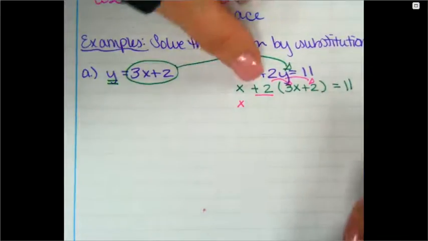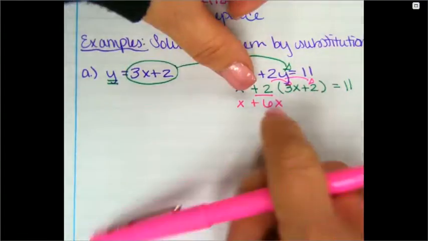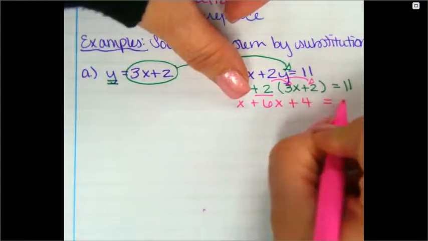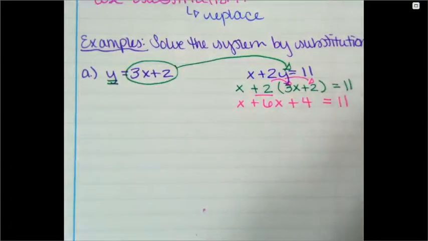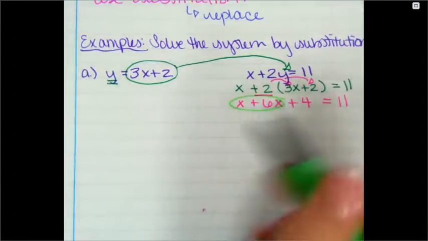Now let's multiply. 2 times 3x is what? 6x. And 2 times 2? Positive 4. Equals what? 11. Good. What's next? Combine like terms. So what are you combining? x and 6x, which is what? 7x. Very good.